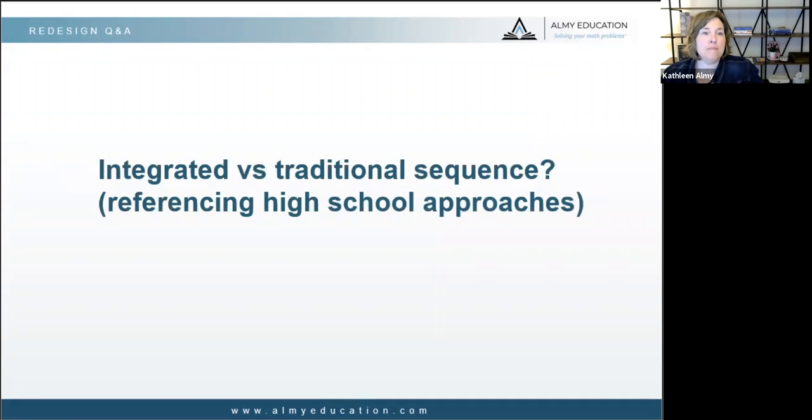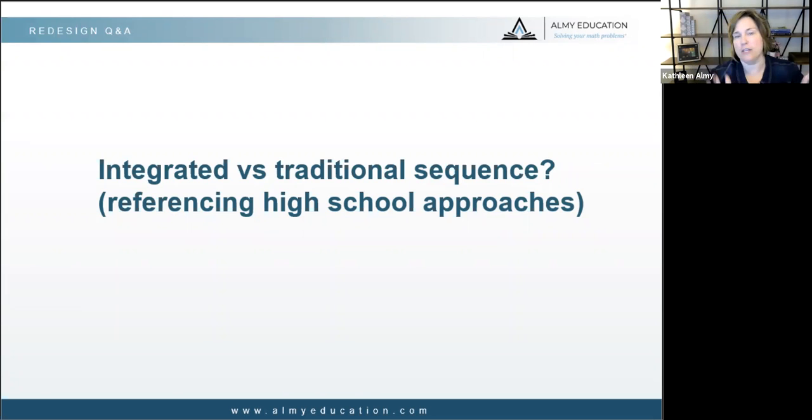Okay. Got this from a high school teacher. Integrated versus traditional sequence. Okay, this is another giant topic and area, and I've seen both done well and both done poorly. So in my heart of hearts, I think integrated has more of a potential to be a good experience for students. However, it can be done very, very poorly.